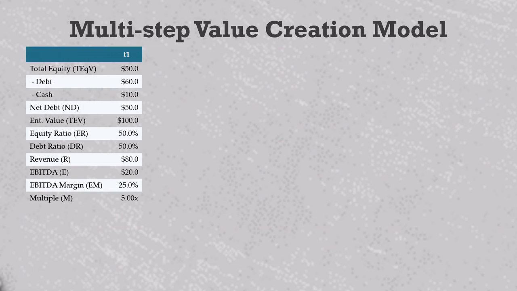Here we have the company's entry metrics. It's a $100 million business with 50 of equity and 50 of net debt, so its equity and debt ratios are both 50%. We have EBITDA of 20, so its valuation multiple is 5.0, and revenue of 80, so its EBITDA margin is 25%. Note that here we're showing line items for total debt and cash.